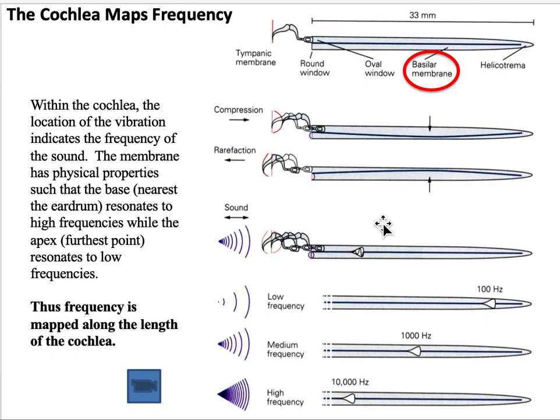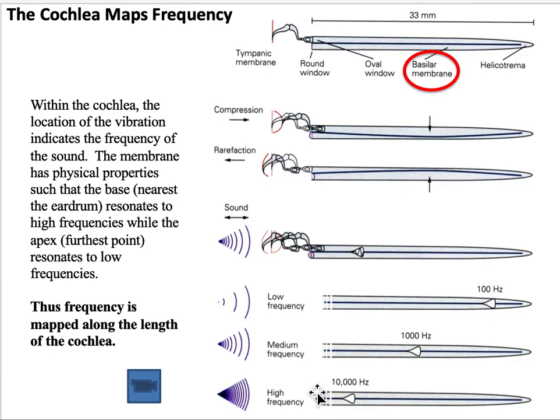Now, one of the things that's key here is that different parts of the basilar membrane are tuned to different frequencies. So those that are farther from the round and oval windows respond best to low frequencies. So if we put in low frequency, this part of the basilar membrane vibrates the most. If we have an intermediate frequency, like 1000 hertz, it's this middle part of the cochlea or the basilar membrane that starts to vibrate. And if it's at a high frequency, like 10,000 hertz, it's the part that's very proximal to the oval and round window.